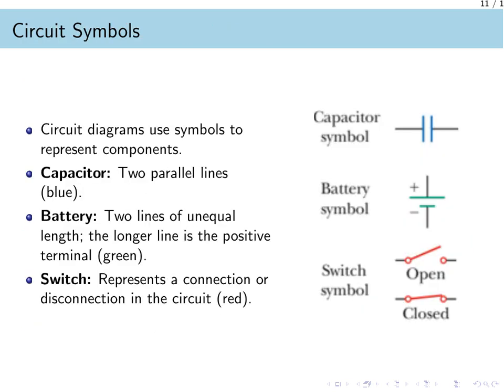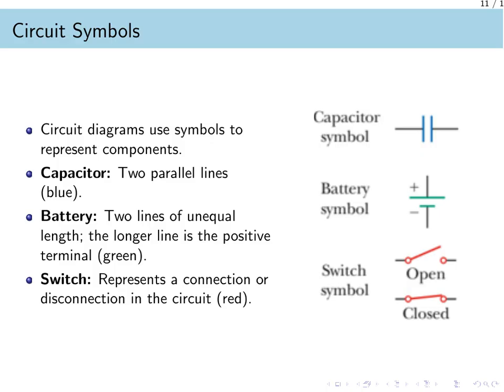To represent these components in practical engineering, we use standardized circuit symbols. These symbols allow us to create simplified diagrams of complex systems. A capacitor is represented by two parallel lines of equal length, which visually mimics the parallel plate model. A battery is shown as two parallel lines of unequal length. The longer line always represents the positive terminal, while the shorter line is the negative terminal. Finally, we have the switch, which can be depicted as either open or closed.